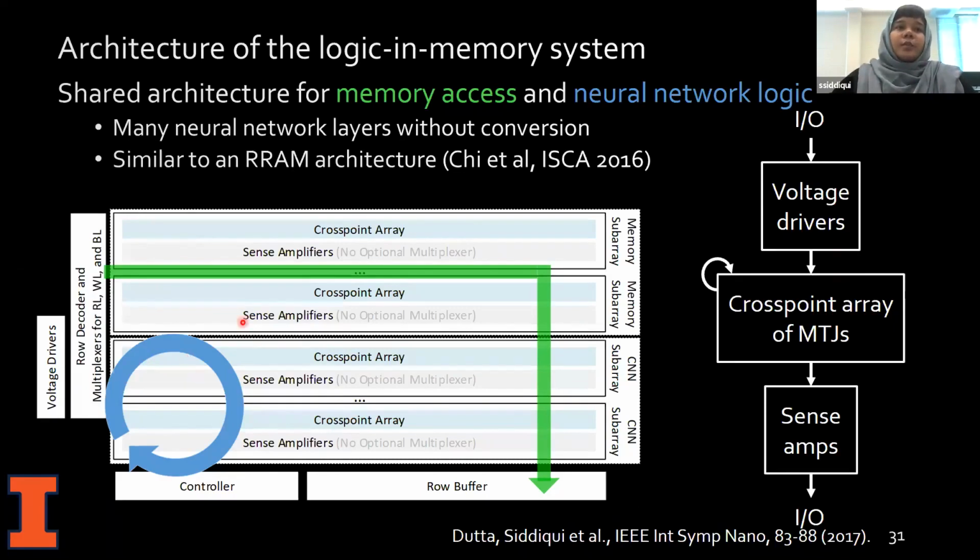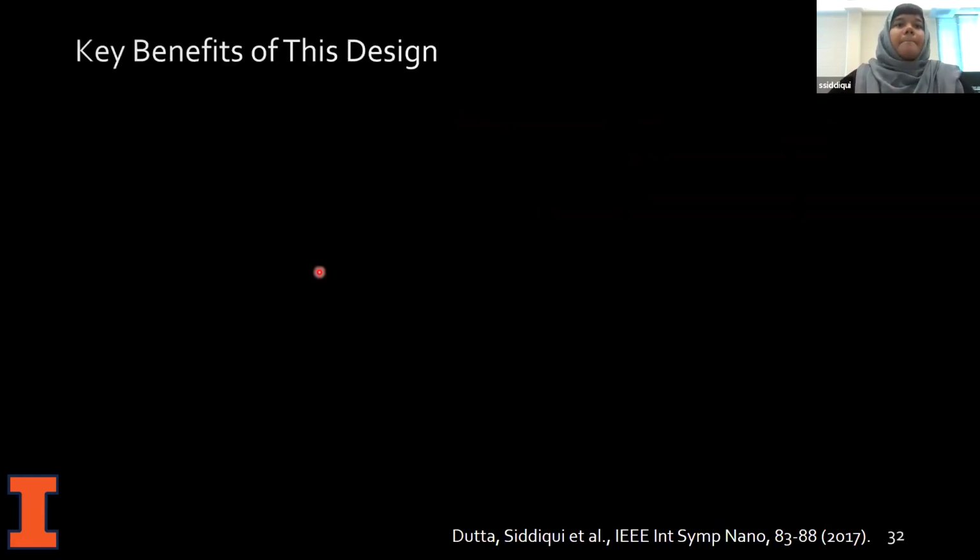And this architecture is similar to the resistive RAM architecture. The only difference is we are not considering any conversion from going from one layer to the next layer. And when I'm talking about conversion, it's the conversion from the analog signal to the digital signal, and then going back to the analog signal again.